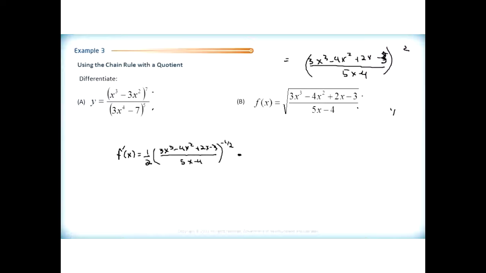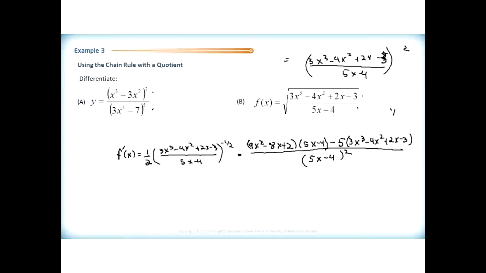So the derivative of my numerator is going to be 9x squared minus 8x plus 2 times the bottom stuff here, or the denominator, which will be 5x minus 4. And then I want to subtract the derivative of the denominator, which is 5, times the numerator, 3x cubed minus 4x squared plus 2x minus 3. Okay, and then all of that gets divided by the denominator squared, which is (5x minus 4) all squared.